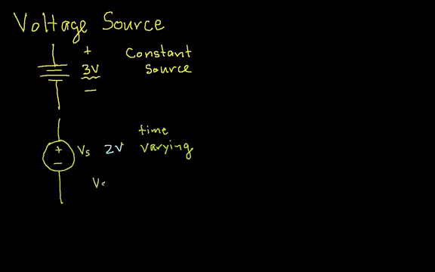So for example, V sub S could be something like 10 cosine 377t. Okay, just as an example. In other words, the big difference between this symbol and this symbol is the fact that the second symbol, the circle, could represent a time-varying voltage.